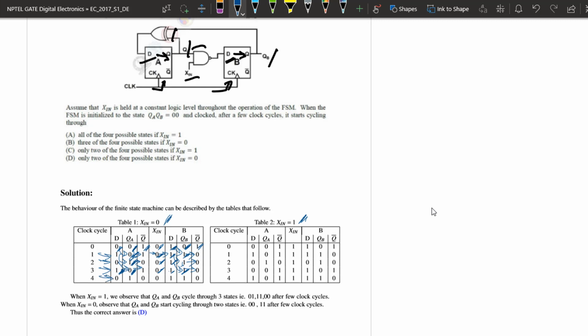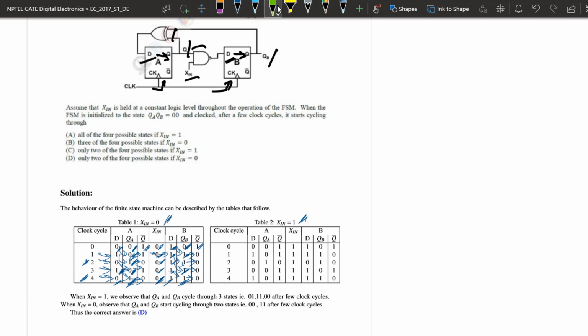At the end of the 4th clock cycle, we see that QA gets 1, Q bar A gets 0, Xn is 0, and DB is 0 NAND 1, which is 1, and QB gets the previous cycle's D, that is 1, and Q bar B is the complement, that is 0, and DA is 1 XORed with 1, which is 0.